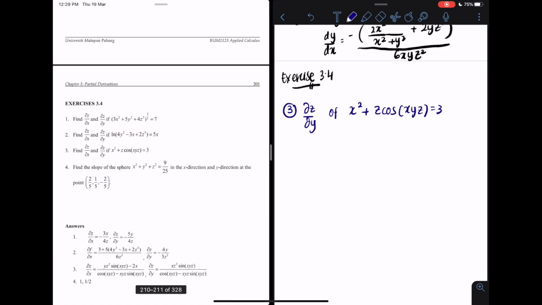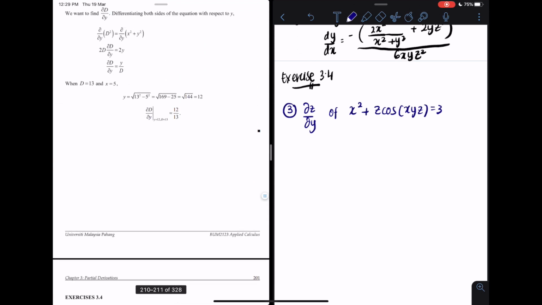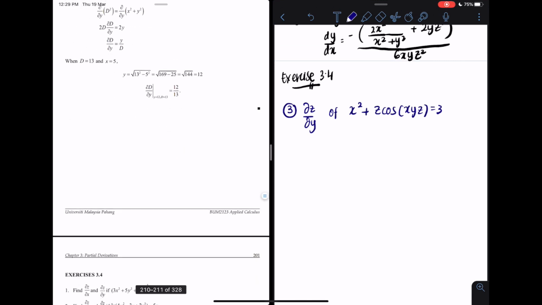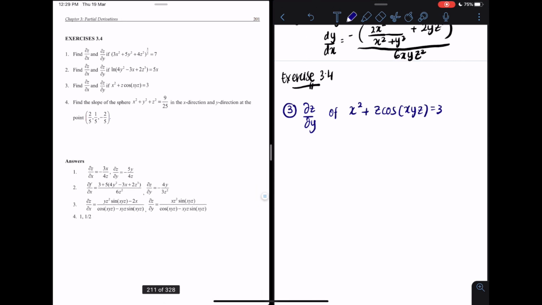I hope you can spend some time to take a look at the application problem on page 200. Basically, the approach is similar. You can choose to solve the problem by using method 1 or method 2. The idea is that you should understand the application problem given to you. So I'll let you discover on your own, and then I will discuss question number 3 for exercise 3.4.